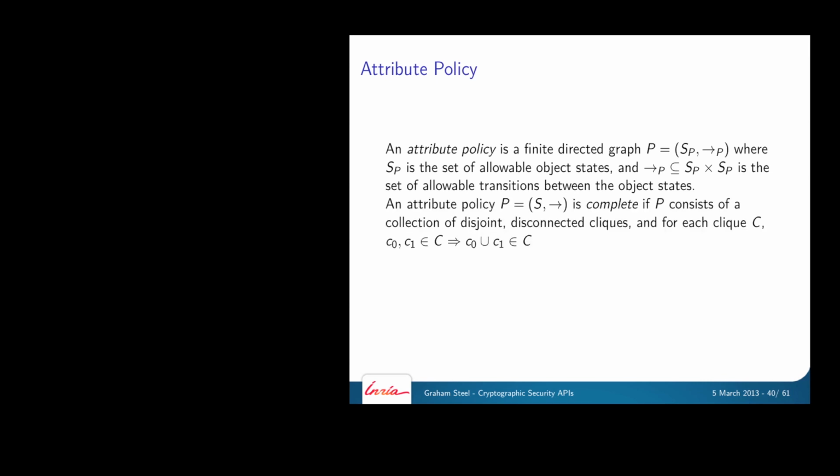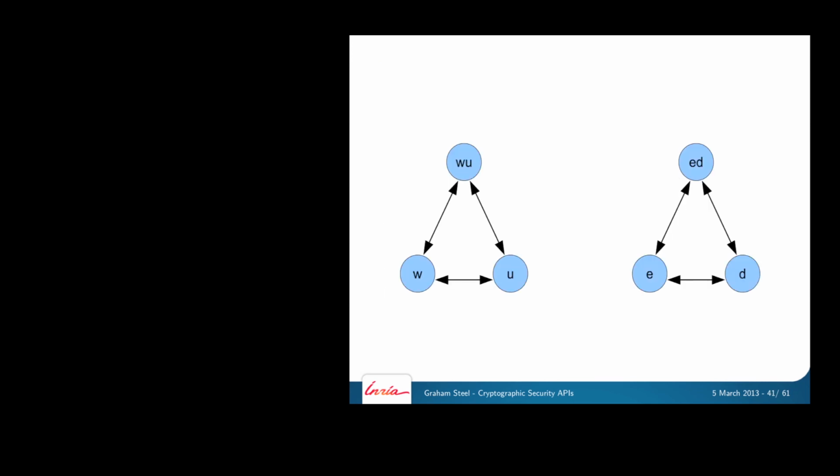So we're going to say that an attribute policy is complete if it consists of a collection of disjoint, disconnected cliques. And for each clique, we have this property that if two attributes are in the clique, then their union is also in the clique. So this is going to make more sense if I just show you this simple picture. Here's a picture of a complete attribute policy, where the letter occurring says that this attribute is true, and all of the other letters are assumed to be set to false.